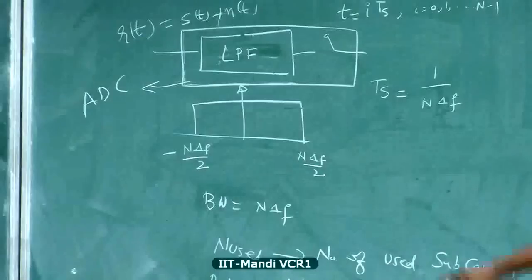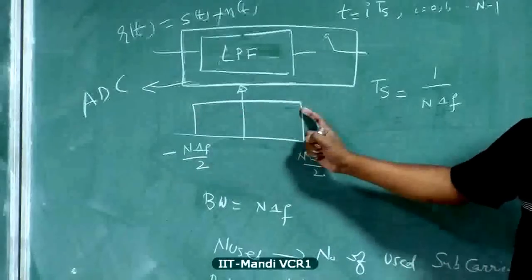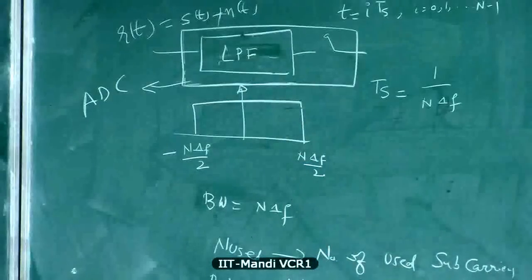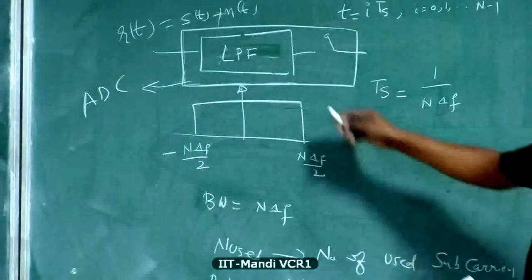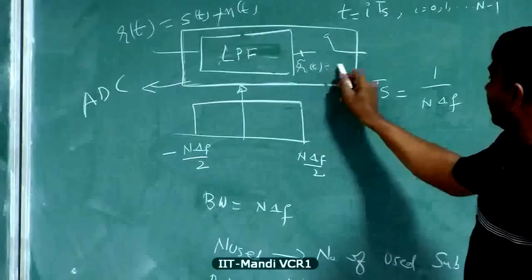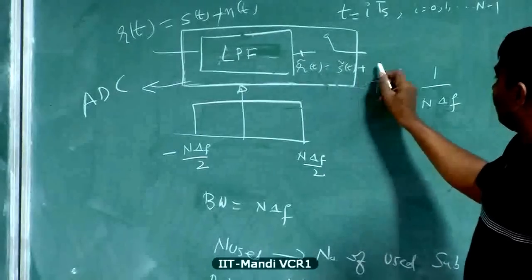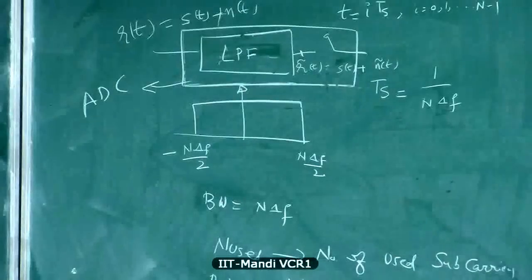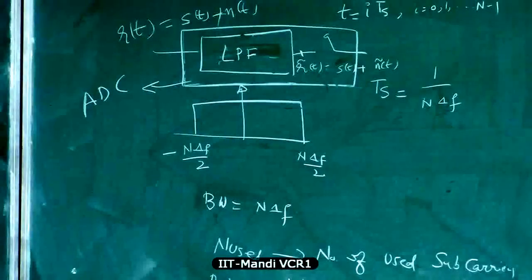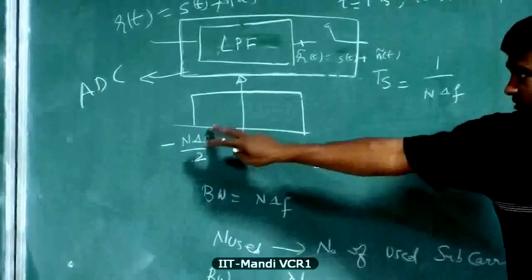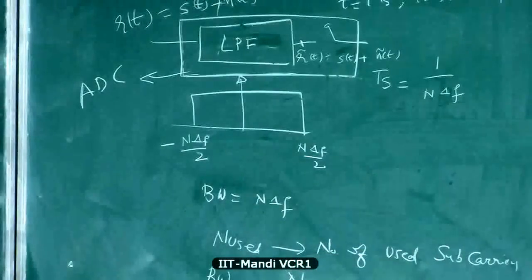There is a particular reason why we choose this particular shape. If you have a flat spectrum here, the signal will be passed through this filter without any distortion. So at this point, I have R tilde of t, which is equal to S tilde of t plus N tilde of t, where S tilde of t is the same as S of t. It is faithfully reproduced at the output of the filter, because we have chosen a filter whose response is flat, and the signal goes through this filter faithfully.